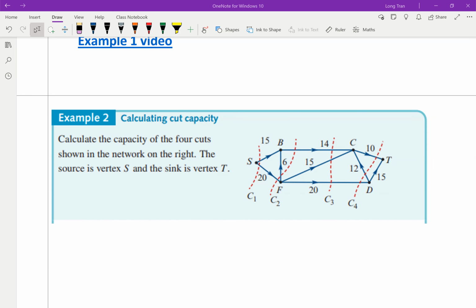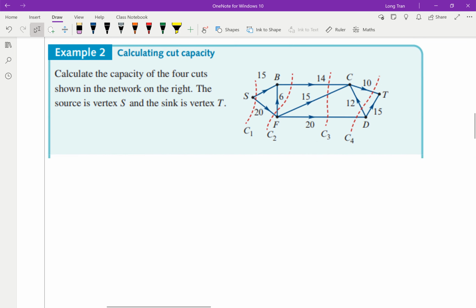Hey there. In this example here, we're going to be calculating the cut capacity. So in flow problems, we need to now think about what edges are going to be included and which edges cannot be included. And they use what we call cuts, which is the dotted lines there. Where you cut essentially separates the source from the sink.